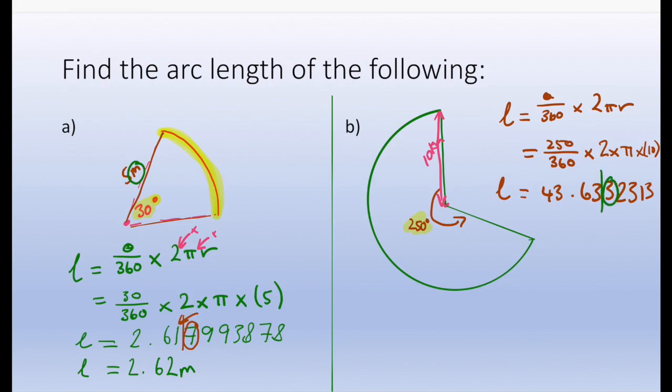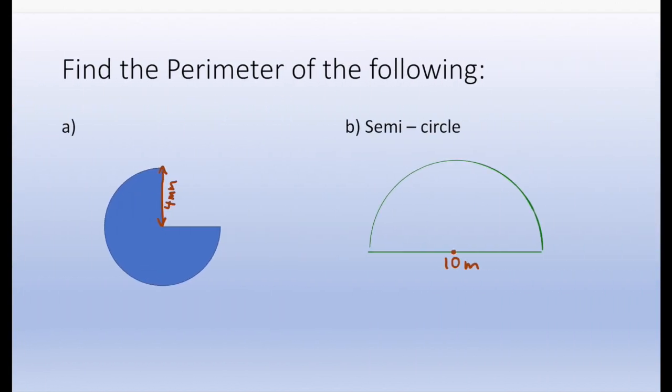3 is my critical value, and it's not more than 5, so this 3 will stay the same. So therefore, the arc length is 43.63, and our units are kilometres, and we'll just acknowledge that it's to 2 decimal places. Okay, so there are 2 examples of what arc length is.